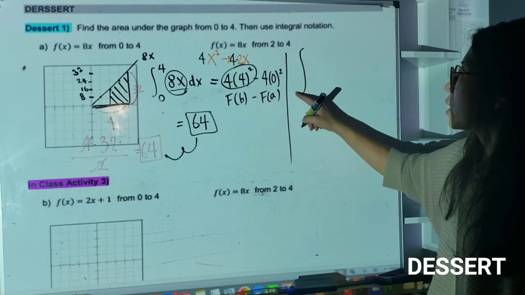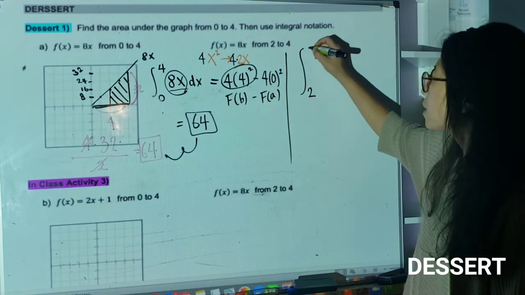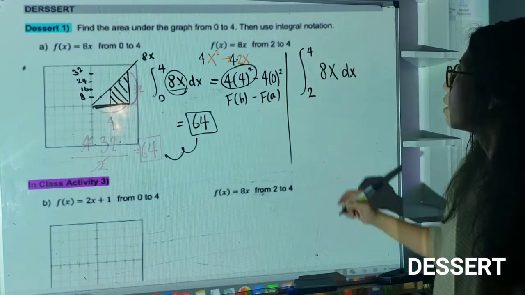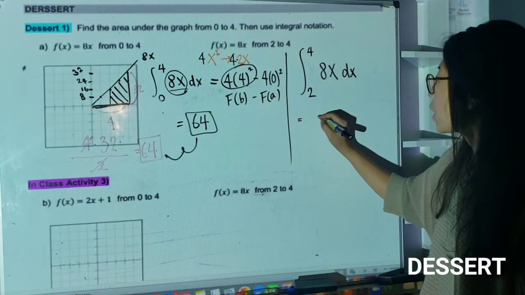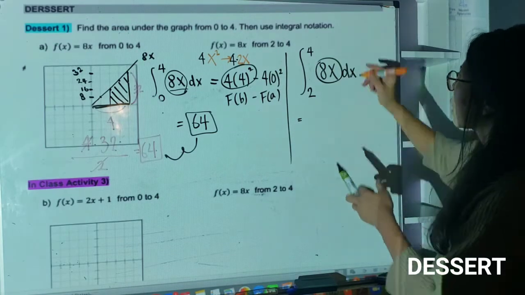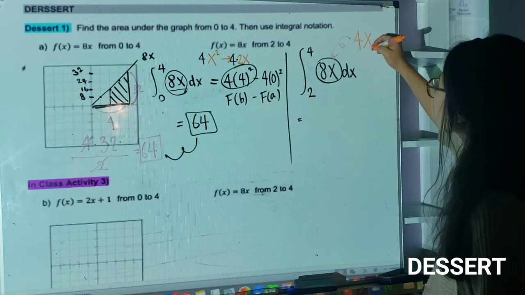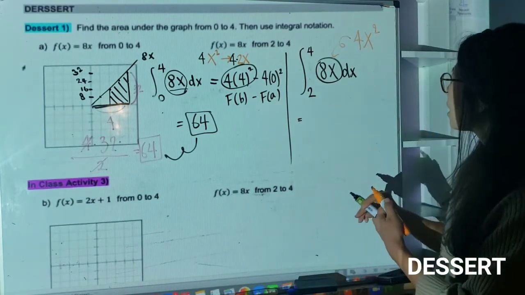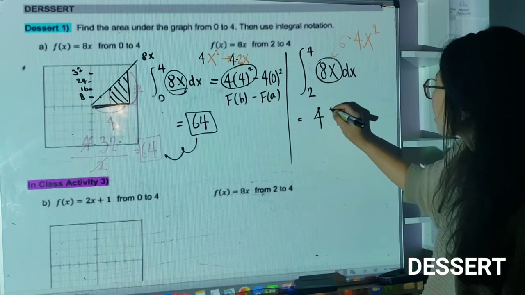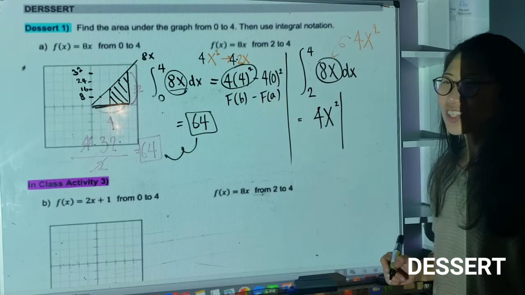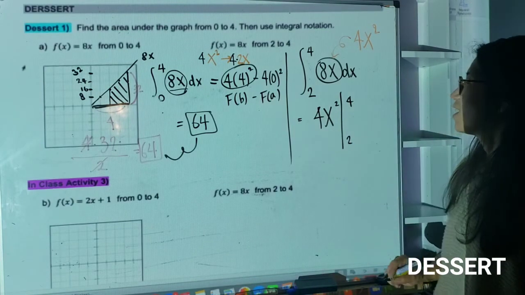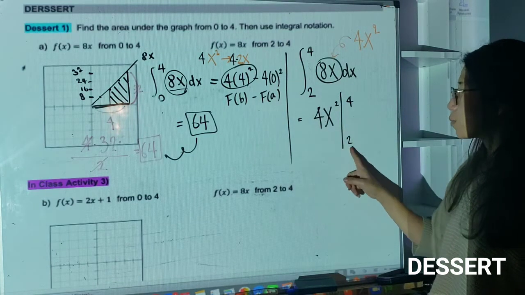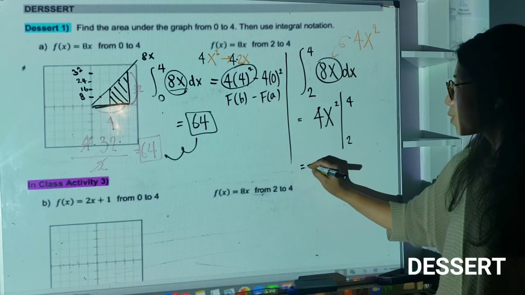Sorry, I'm rushing. So the integral notation will be, I want to find the area of the function 8x from 2 to 4. That means I'm going to take the antiderivative of 8x, which came from 4x squared. How do I know? Take a derivative, and then you get the 8x. So now I'm going to use some fancy notation from 2 to 4. After you take the antiderivative, you write the antiderivative notation here from 2 to 4. Get familiar, you will see some in the homework too.